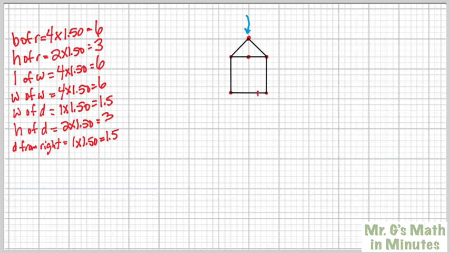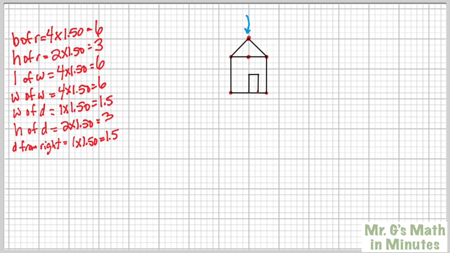So if I go a half and then 1 whole, that lets me know where the other side of my door is going to be. And now I can worry about the height. The height of the door is 3 units. So 1, 2, 3. Here's the top of my door right up here. So now if I just connect those dots, I have my door and my enlargement at 150%.